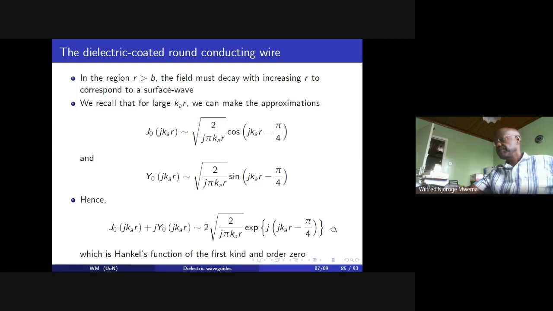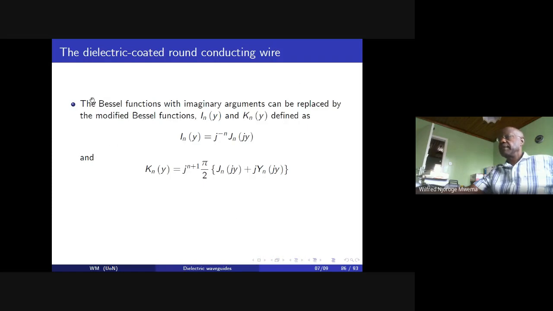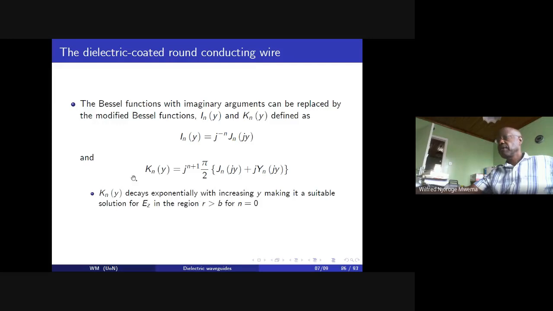and order 0. And the Bessel functions with imaginary arguments can be replaced by the modified Bessel functions In(y) and Kn(y), defined as In of y equal to j to the minus n times Jn of j y, and Kn, which is related to the Hankel function, the second kind, and we get the value of the following. So this will decay exponentially with increasing y, making it a suitable solution for Ez in the region r greater than b for that dielectric coated conductive wire.